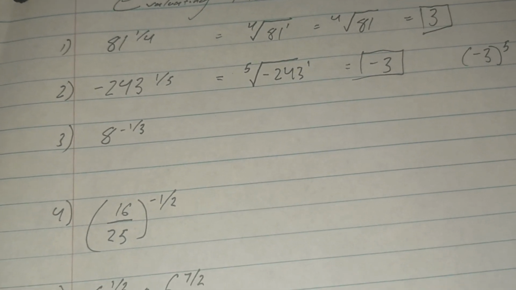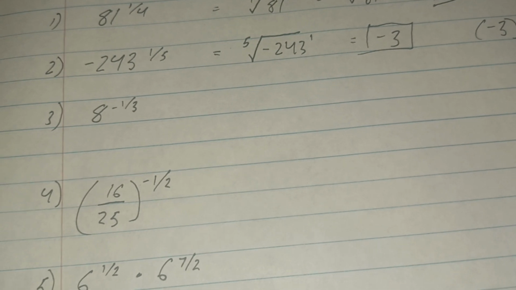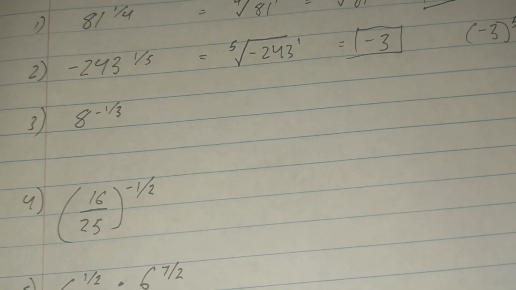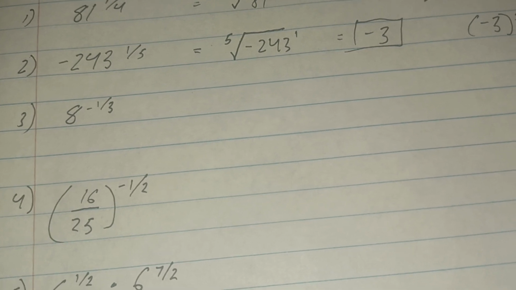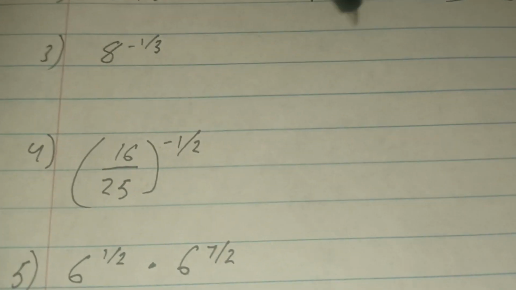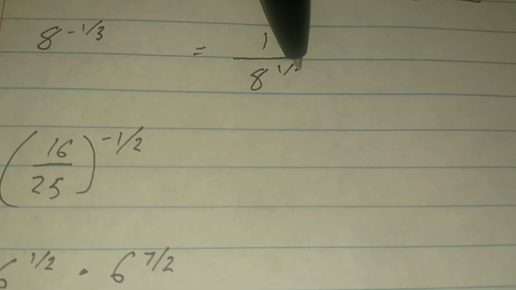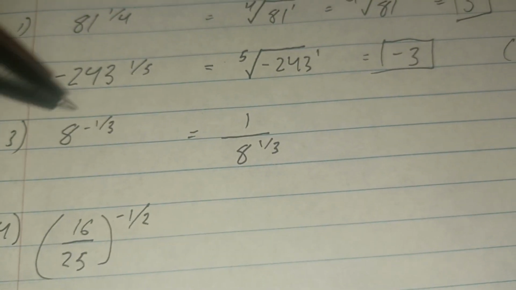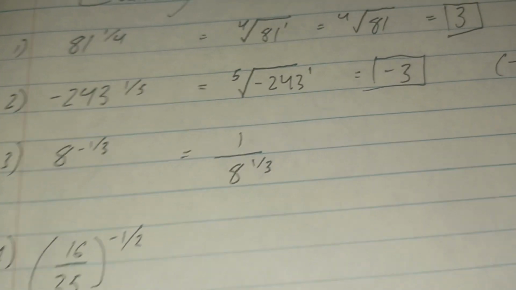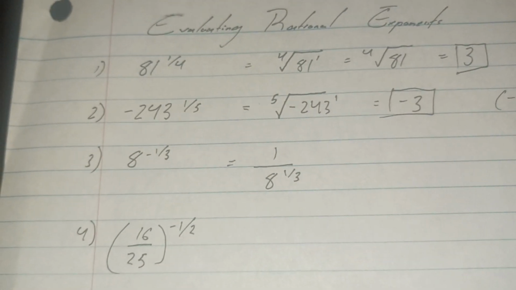Now, number 3, 8 raised to the negative 1/3 power. We have a negative exponent. So when we have a negative exponent, you want to get rid of it. And when we get rid of it, we put it in the denominator. So we can rewrite this one as 1 over 8 to the positive 1/3 power. We can rewrite this as that because when we want to get rid of the negative, we take the 8 all the way to the denominator to get rid of it.